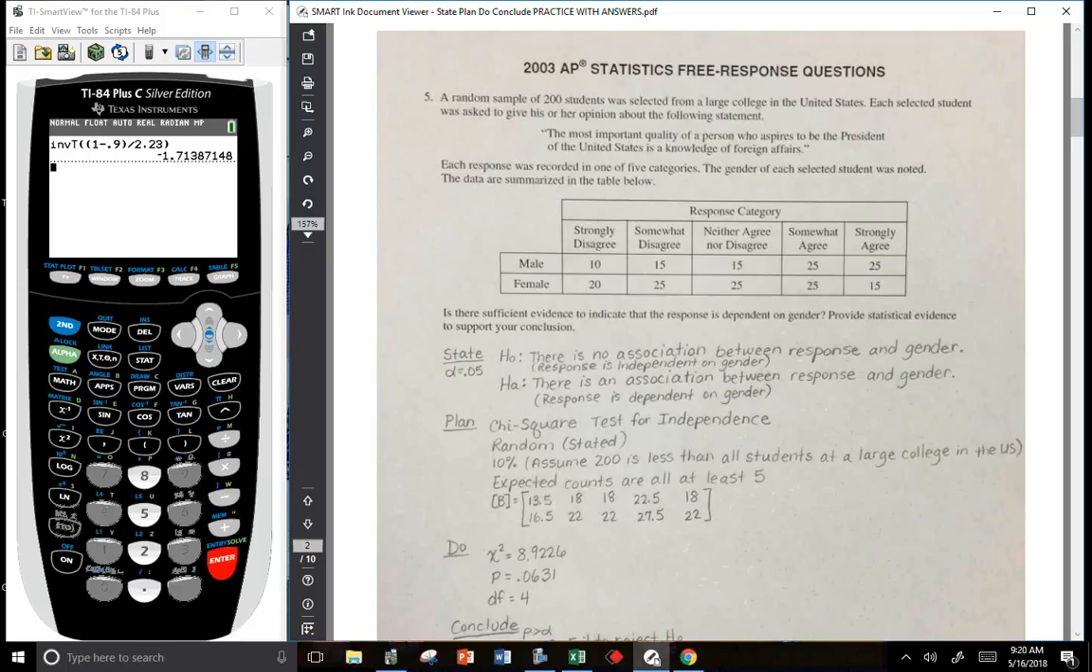Is there sufficient evidence to indicate that the response is dependent on gender? Dependent, that's a key word. Doesn't it go with independent? And don't we have a chi-squared test for independence? Okay, so provide statistical evidence to support your conclusion. Hopefully you look at that and go, oh, I can put that in a matrix. Do you do that? Yeah. Okay, good. So what is the size of our matrix?